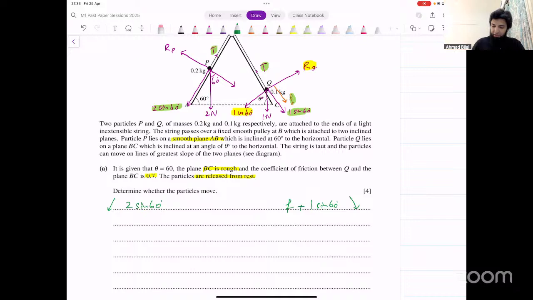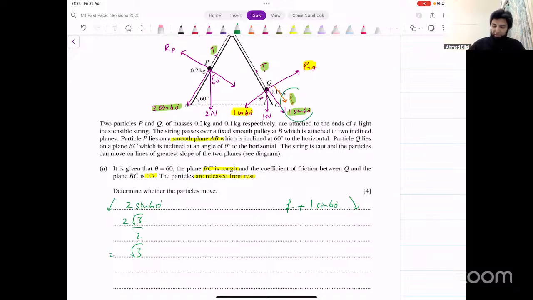Now, if 2 sine 60 is greater than the maximum possible friction plus 1 sine 60, then P is going to start moving downwards and Q will start moving upwards. If, however, 2 sine 60 is not able to overcome friction plus 1 sine 60, then the particles will not be moving. Okay. Now let's figure out these values first of all. 2 sine 60, what's that? That's just 2 under root 3 over 2. That's under root 3. So on the left side down the plane, we've got this force acting. That's under root 3.